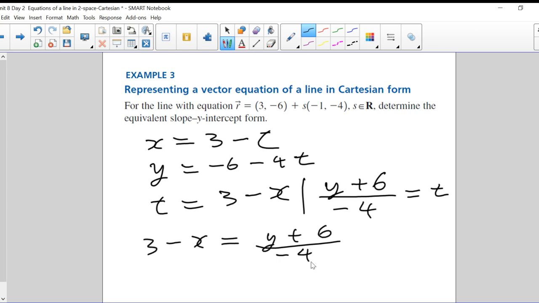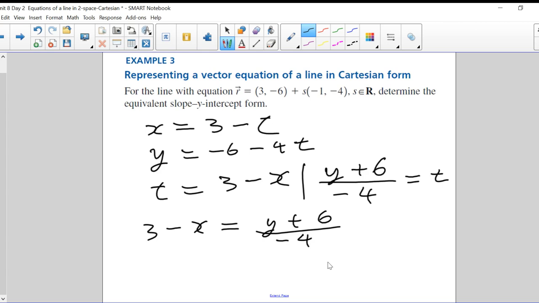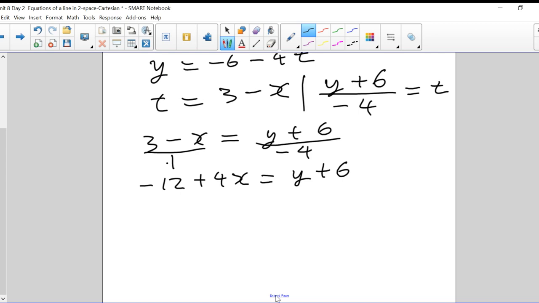Maybe I can't get to the angle thing. Maybe we'll do that tomorrow. But we'll just continue with this. Put this over 1. We cross multiply. We're going to get minus 12 plus 4x is equal to y plus 6. Hopefully everybody, if I made a mistake, please let me know. I'm multiplying this side by minus 4, so that's minus 12, and that's plus 4x. And then if I were to bring everything onto one side, I'm going to get 4x minus y.